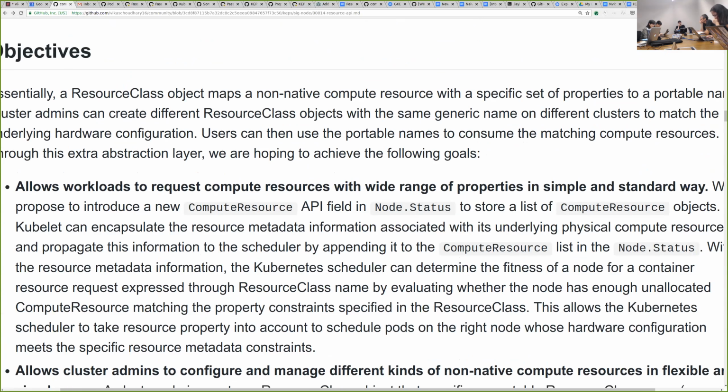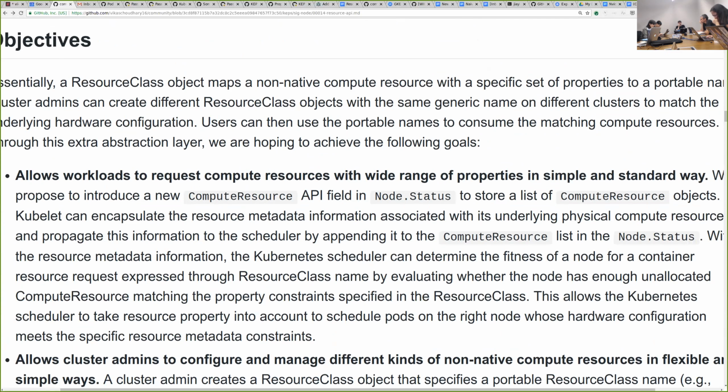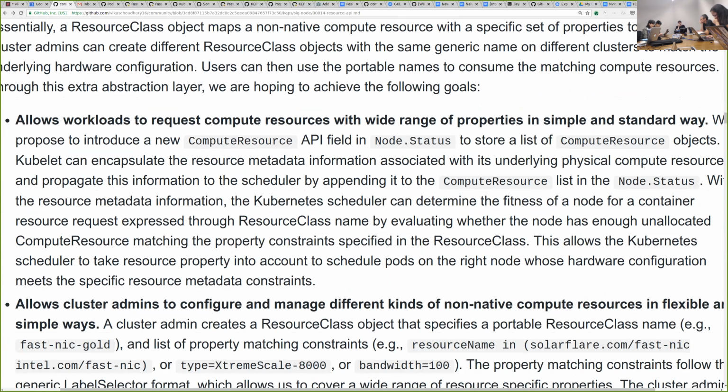In summary, the high-level objectives of this work are, first, to allow workloads to request compute resources with different properties in simple and standard ways. Currently, because we don't have a way to offer this, we have already seen some non-upstream solutions developed in the community by people, and we have also seen some documentation in the community in this space.